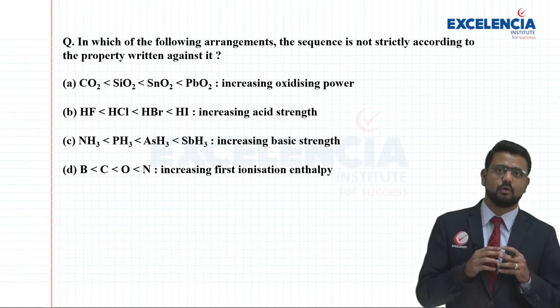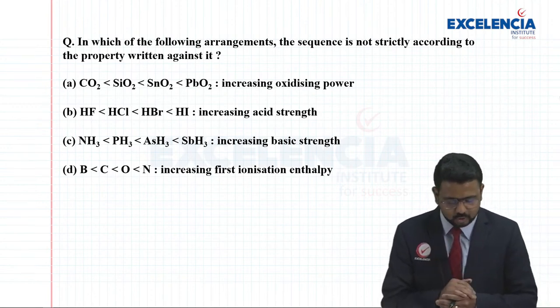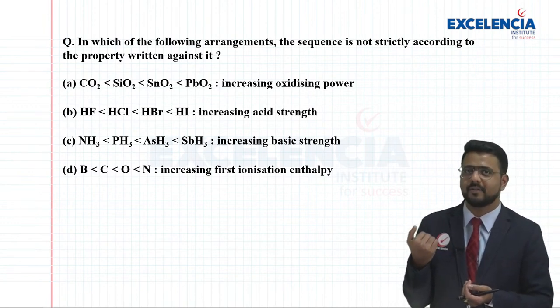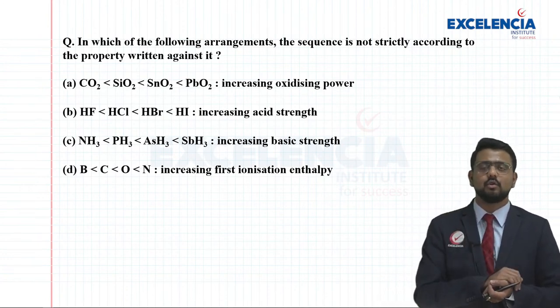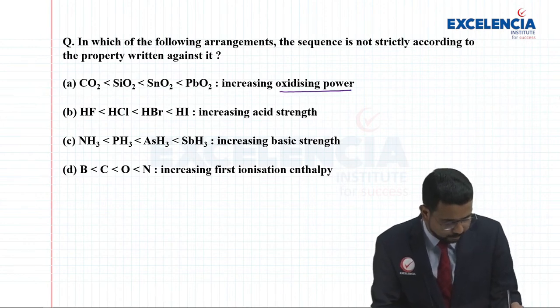We have to identify which is the incorrect order. Okay, so the very first option, if you see, they're all oxides or dioxides which have been given to you. Here you have CO2, SiO2, SnO2 and PbO2. They are asking you that this particular order is given for increasing oxidizing power.